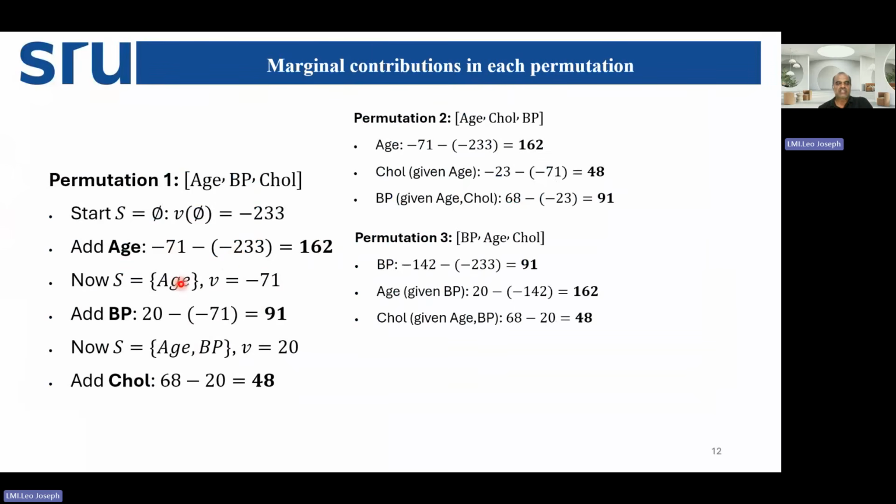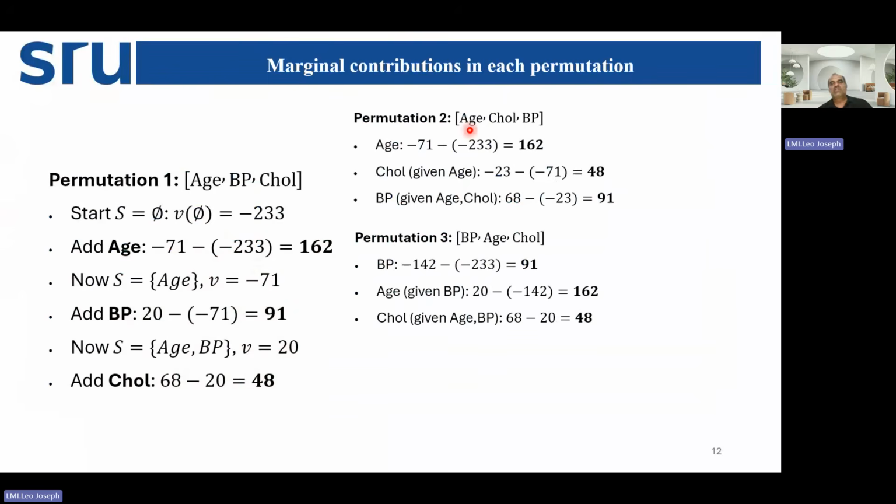So age we are considering, so I am taking V is equal to minus 71. If I add BP, the value for age and BP is 20. So 20 minus of minus 71 is my contribution of 2 factors. So S is equal to age and BP, V is equal to 20 again. If you subtract, you will get 20. If I am adding cholesterol, what happened? 68 minus 20, so you will get 48. Okay, so this is clear.